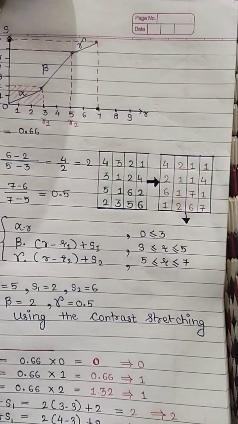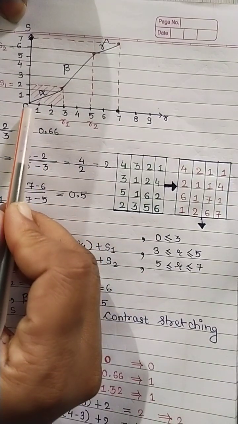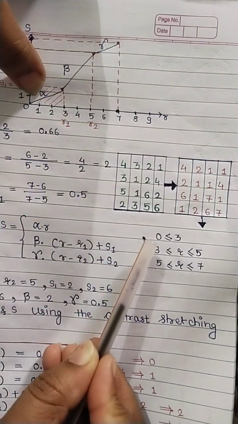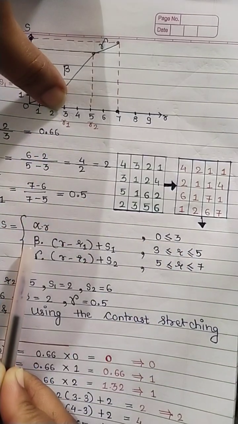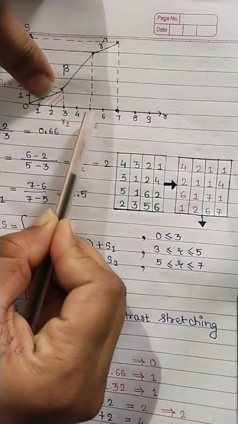You can see here, we have divided it. For alpha, it is 0 to 3. For beta, it is 3 to 5.